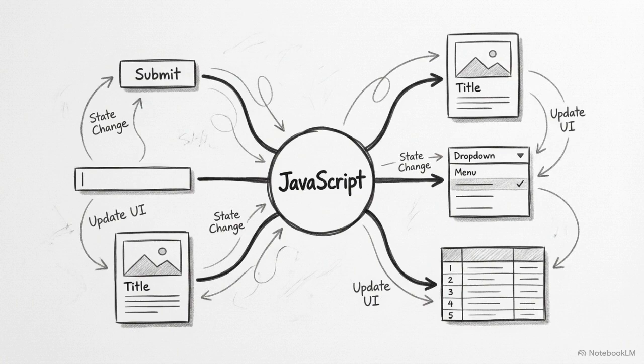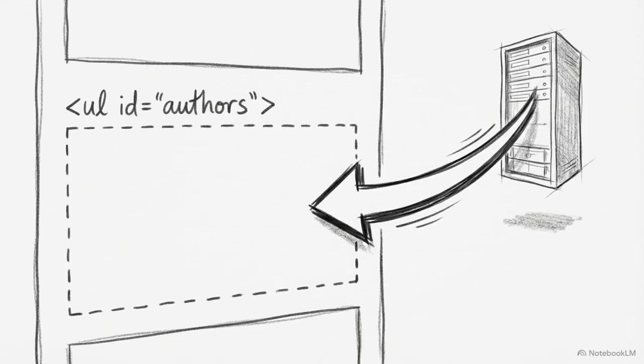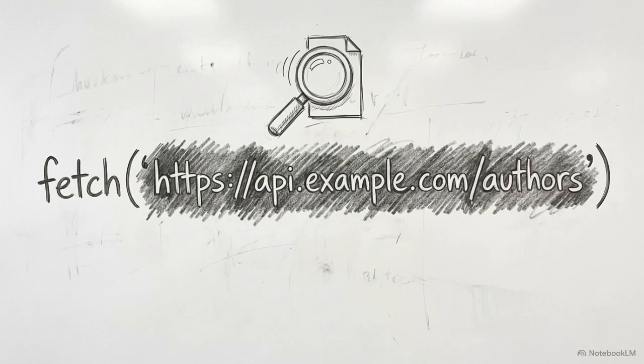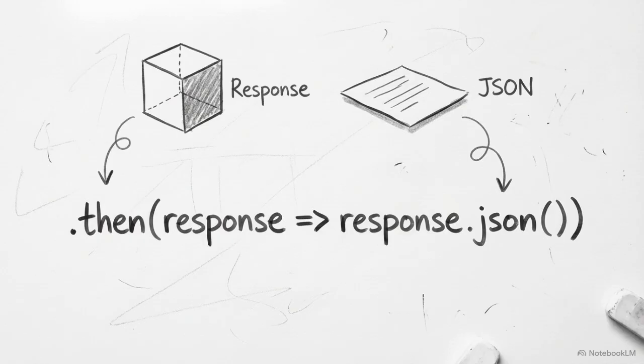For our final objective, we will transform an empty unordered list by fetching live author data from an external API. An API, or Application Programming Interface, is a set of rules that lets different software systems communicate and share data. We initiate this with a fetch GET request. By passing the API URL into the fetch function, we retrieve the data. We then chain .then methods to capture the response and parse it into JSON.